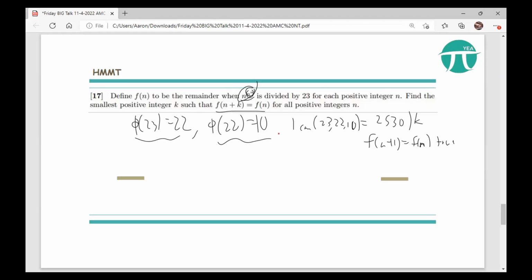And so we can see that 2,530 always divides k. Now what we want to do is show that there is nothing smaller that works, so 2,530 is the smallest value. We can let n be 0 mod 23. Then k is equal to 0 mod 23 as well, so n plus k is always congruent to n.